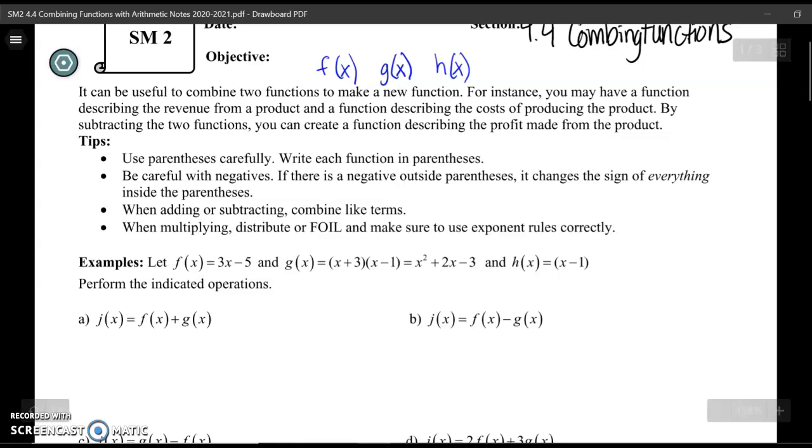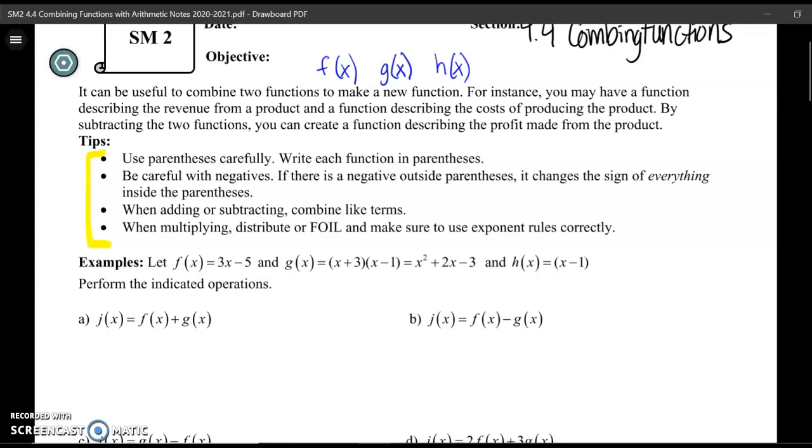Here are some tips that you are going to want to keep in mind when you're doing this. First, use parentheses and use them carefully. In my opinion, I would rather overdo parentheses than underdo them. So make sure that you use lots of parentheses and write each function in a set of parentheses. Also be careful with negatives. If there's a negative outside the parentheses, it changes the sign of everything inside. That's one of the most common mistakes we see, is that people forget that negatives on the outside of the parentheses apply to everything on the inside.